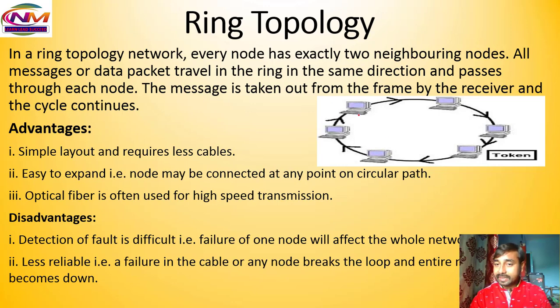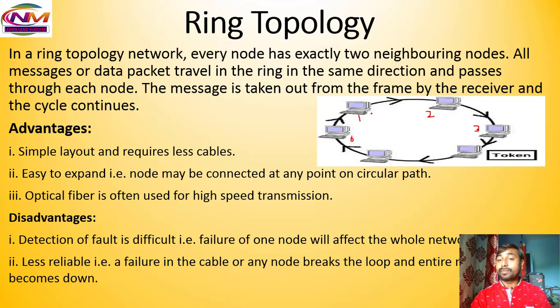Suppose this computer I have taken as 1, this one as 2, this one as 3, and then 4, 5 and 6. So one computer is connected with 2 and 6. For each and every computer, there are two neighboring nodes. All messages or data packets travel in this ring in the same direction and pass through each node.